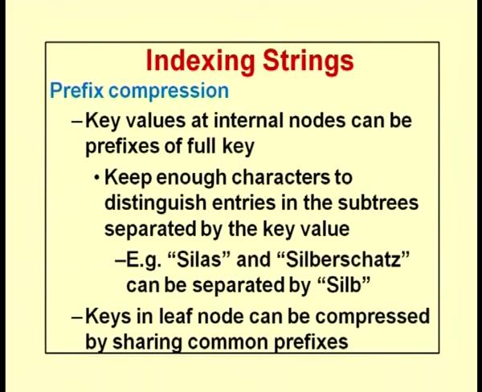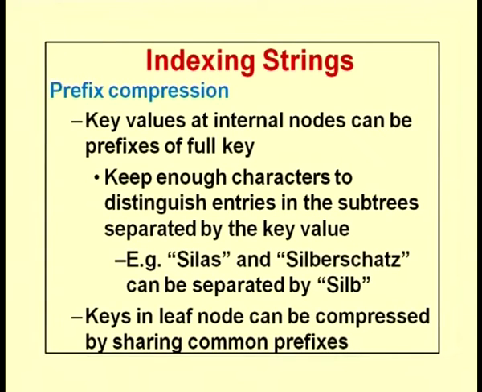What we do here is, the key values that are actually stored in the internal nodes, if you want to store the complete key values, it will take a lot of space. So, instead of that you just use the prefixes of the full key. You have to do an analysis such that you keep enough characters to distinguish between two entries in the subtrees separated by the key value. For example, suppose you have Silas and Silberschatz, which is, as you know, the name of the author who wrote a database book. These two can be separated by using SLIB. It is not necessary to have the rest of the letters. Of course, this type of compression works only if you have done a complete analysis of the type of keys that you are going to use.